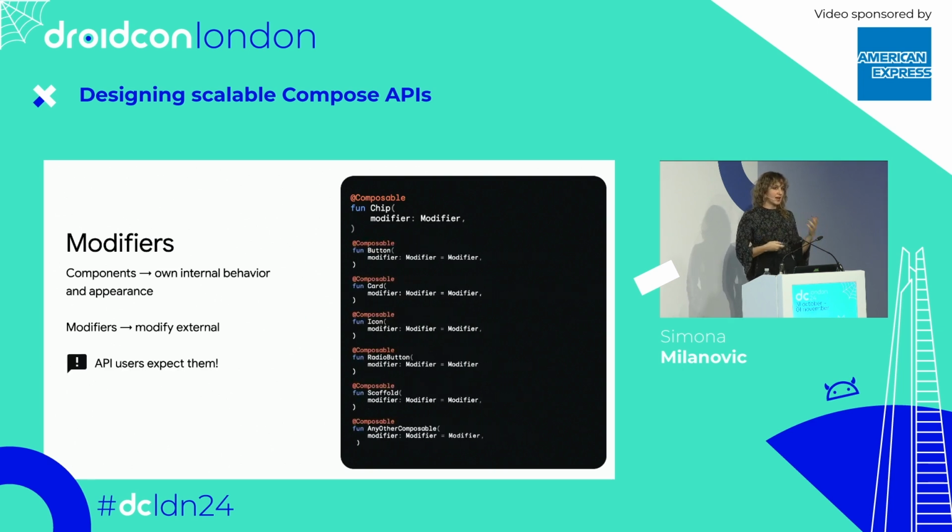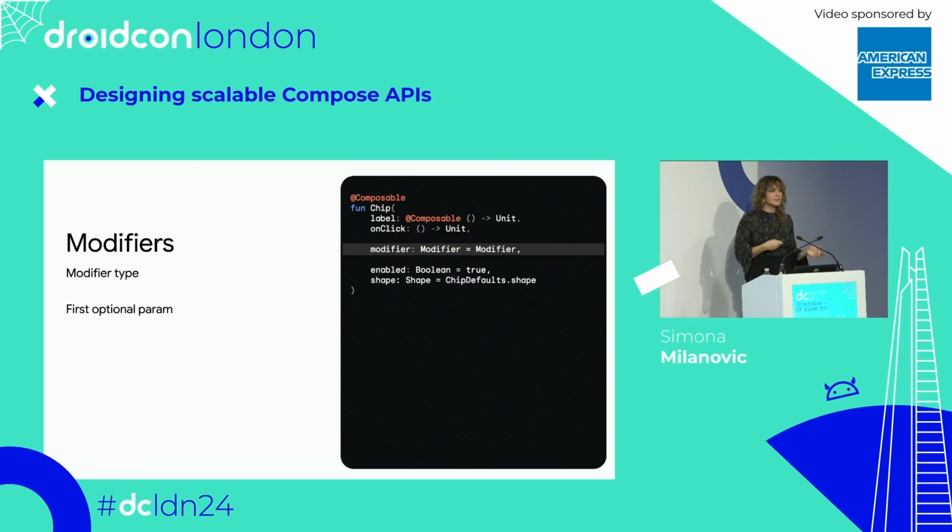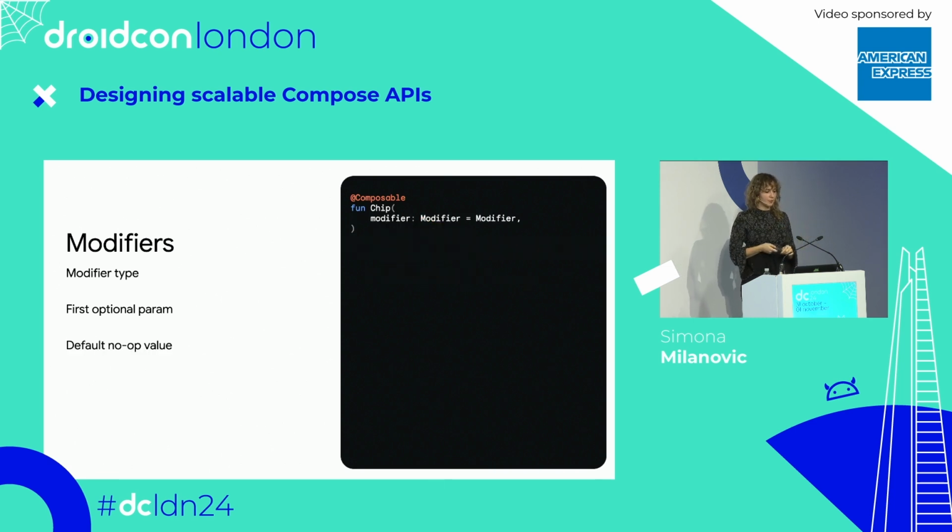Compose users already have expectations around when and how to use modifiers, so make sure you leverage this in your APIs. This is why every component that emits UI should have a modifier parameter that is of Modifier type, so that any modifier can be passed. It is the first optional parameter, so it can be used without a named parameter and has a consistent positioning in your contract. It has a default no-op value, so no functionality is lost when users provide their own modifiers appended to this existing chain.